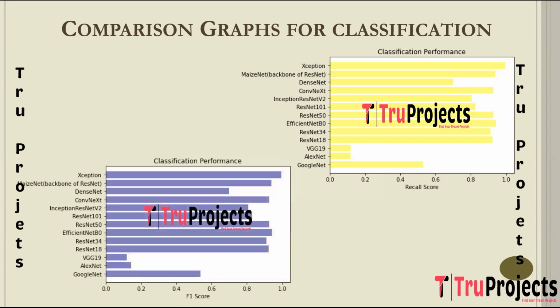This is the F1 score comparison graph. It is the harmonic mean of precision and recall. It provides a balance between precision and recall. The algorithm which performs well among all these metrics will be used for final prediction for classifying maize leaf diseases.